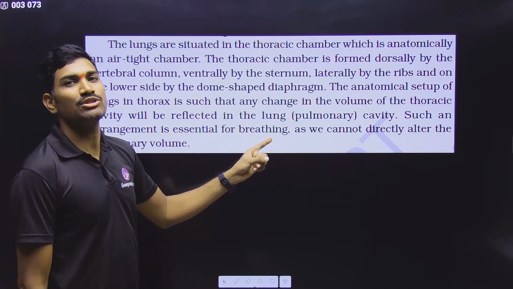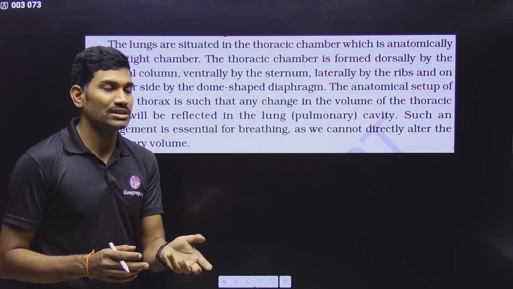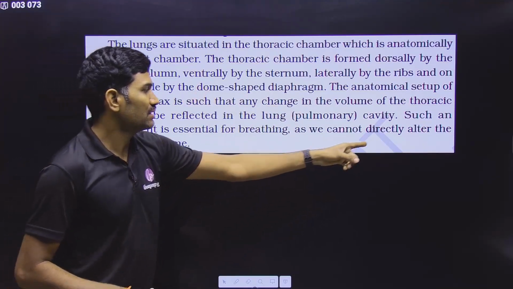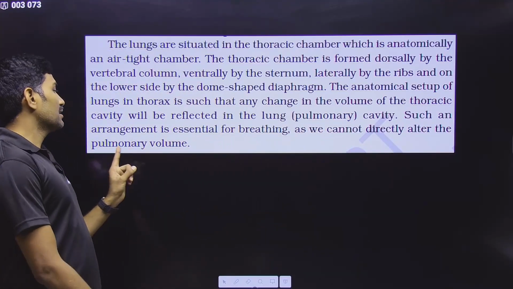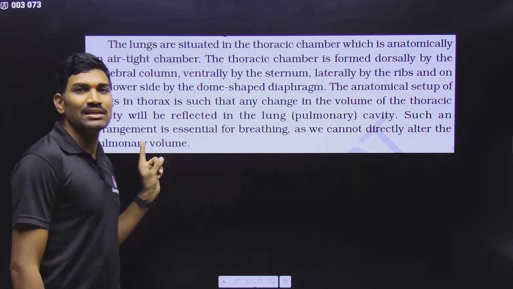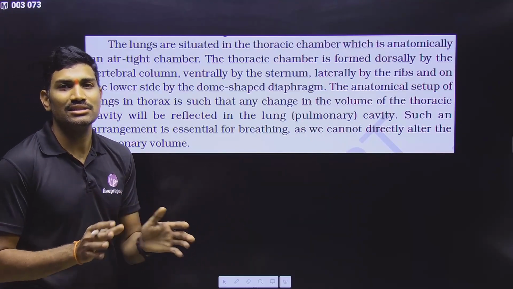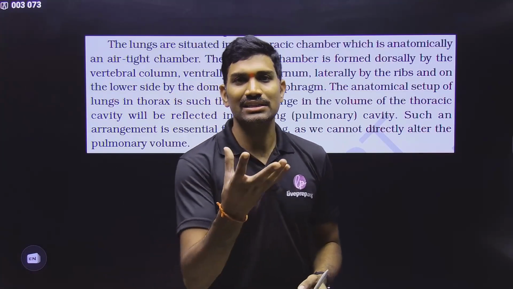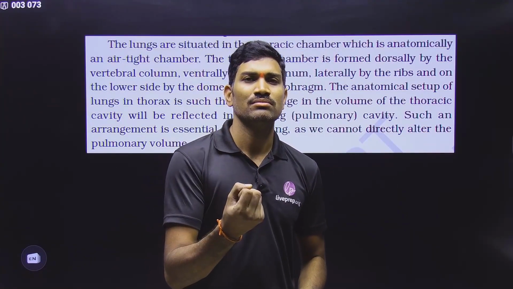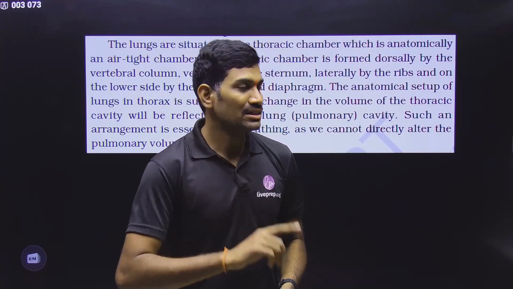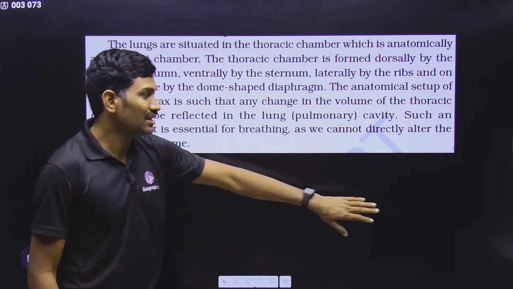This type of arrangement should be present because lungs cannot contract and relax on their own. So that's why this type of setup should be present. And as we cannot directly change the pulmonary volume, pulmonary volume means lung volume. Directly we cannot change it because in the case of the heart, it has its own contracting muscle. So the heart can change its own volume, but lungs are not like that. So that's why they depend on this particular thoracic cavity volume. Please understand the relation here.